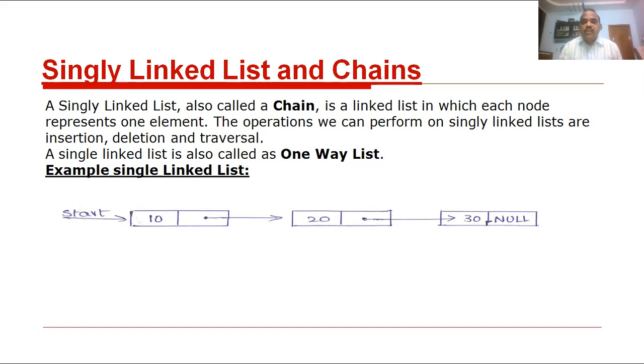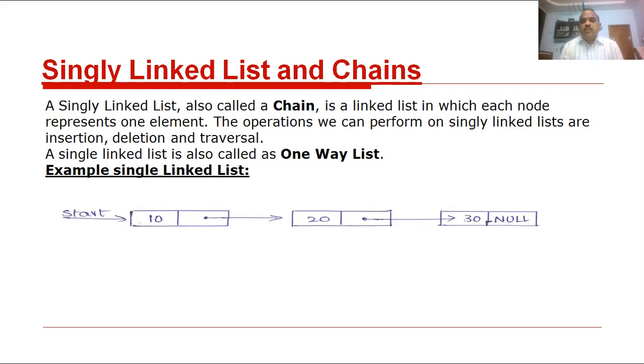So the first engine link is connected to the next compartment, and that compartment's link is connected to the next compartment. For the last compartment, for example the guard, is there any next compartment available? No. So that is null: guard's next equals null. Here also, a single linked list is also called a chain. It is a linked list in which each node represents one element. Clear? Each node represents one element.